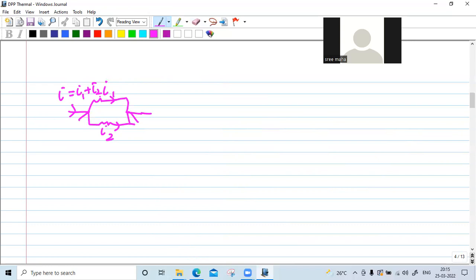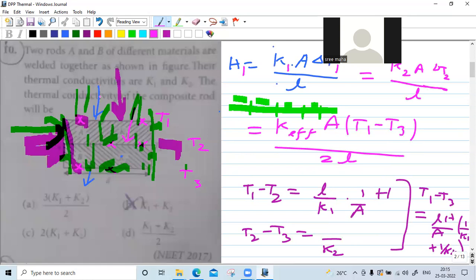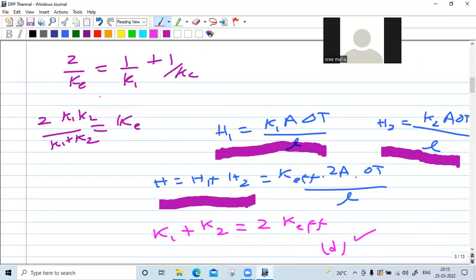Like capacitors. It is like capacitors in parallel. When capacitors are in parallel, capacitances get added. But since here we are finding specific capacitance, it's K1 plus K2 by 2. But this is the basic step or the basic concept. The important thing is you have to figure out what will get added.